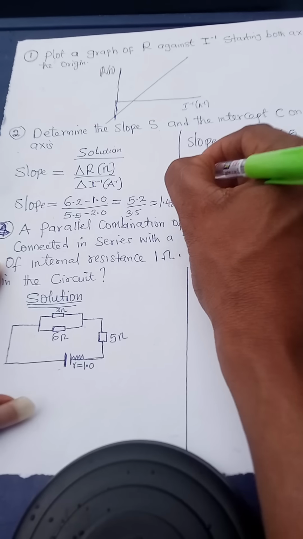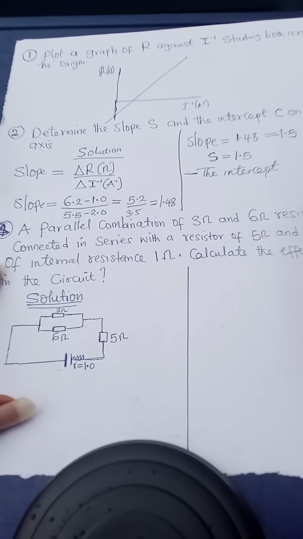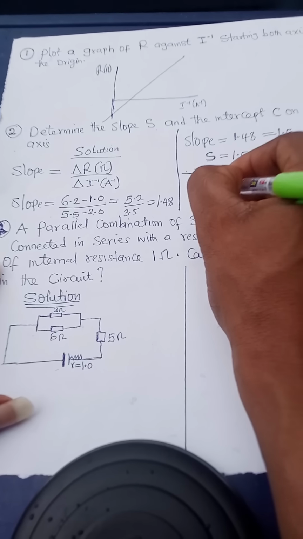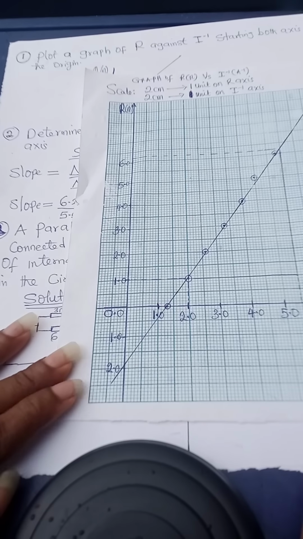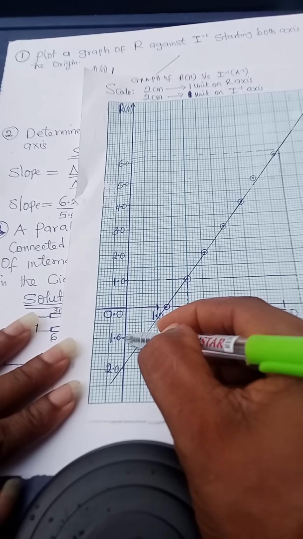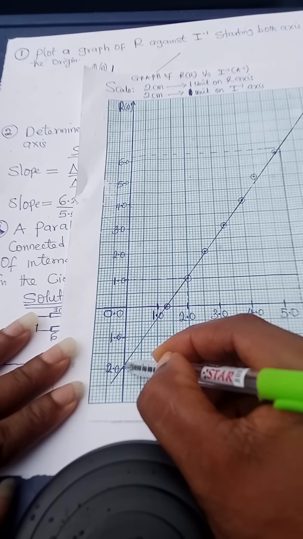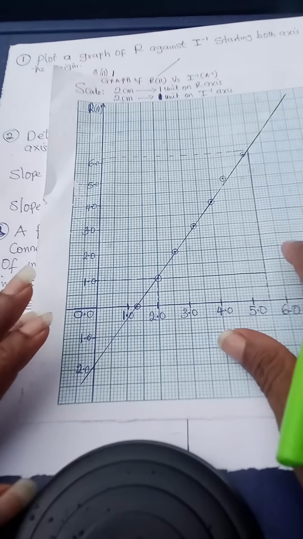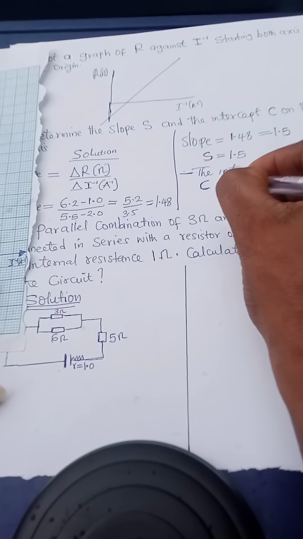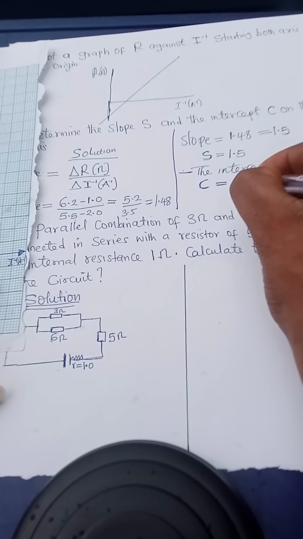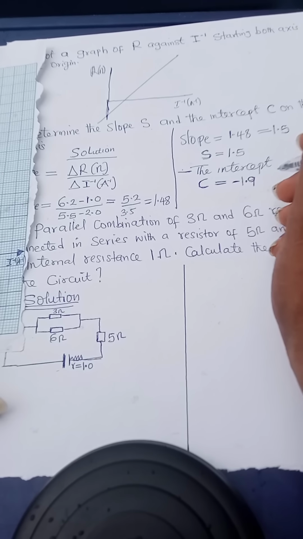So the intercept C is equal to, check it from the graph. You can see here is 1.0. So this point here is 1. This is 1.9 before you get 2.0. So the intercept C is minus 1.9. The intercept is minus 1.9. Okay? The intercept is minus 1.9.